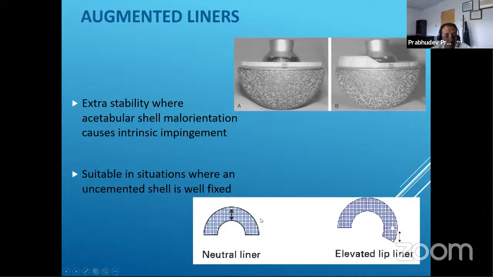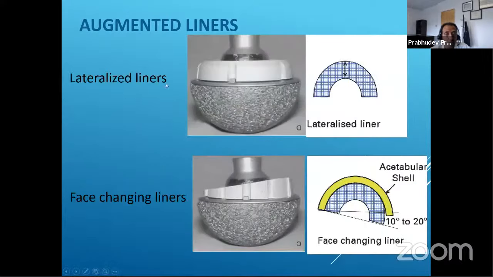But if it is not in acceptable position, just changing the liner and increasing the posterior coverage by using an elevated lip liner is not going to be helpful. These are other types of liners. These increase the offset of the hip joint. This is a lateralized liner. This will bring out the hip center rotation more laterally, thereby increasing the offset.